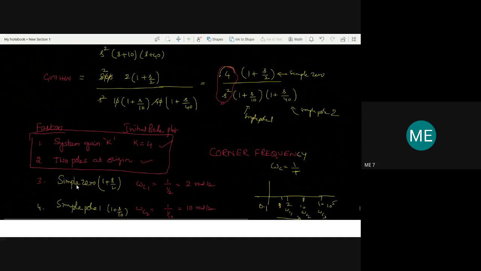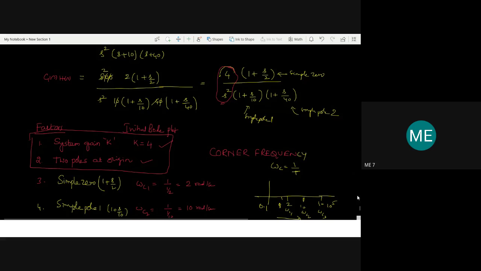Why have I written the simple zero first? Because omega C1 is 2. It is increasing order, so omega should be in ascending order. In the same order, these factors will contribute in the magnitude plot: simple zero comes into the picture first, then simple pole 1, then simple pole 2. So we write accordingly with the corner frequencies. Omega C1 is 2 radians per second for the simple zero, omega C2 is 10 radians per second for simple pole 1, and omega C3 is 40 radians per second for simple pole 2.